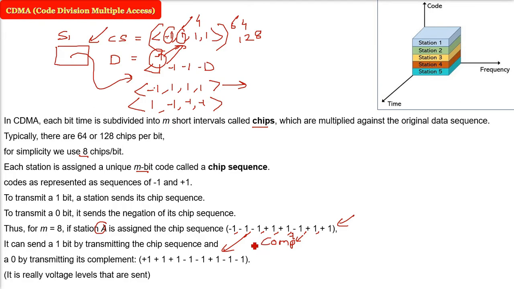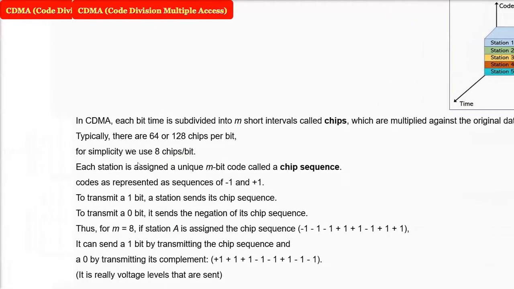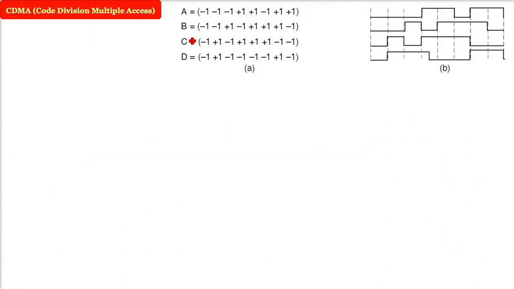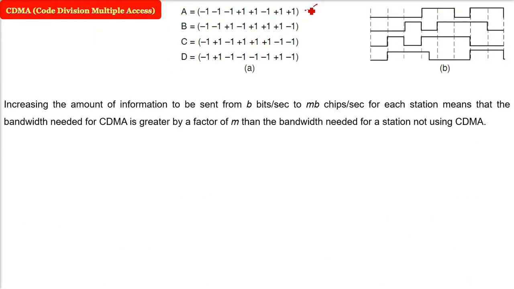But I am trying to suggest to you that these are not bit sequences, they are voltage levels. That is the +1 volt and -1 volt, for example. So in your mind you have to keep that you are sending voltages. Here we have 4 stations and an 8-bit chip sequence has been given. And you know these chip sequences have come from Walsh code.